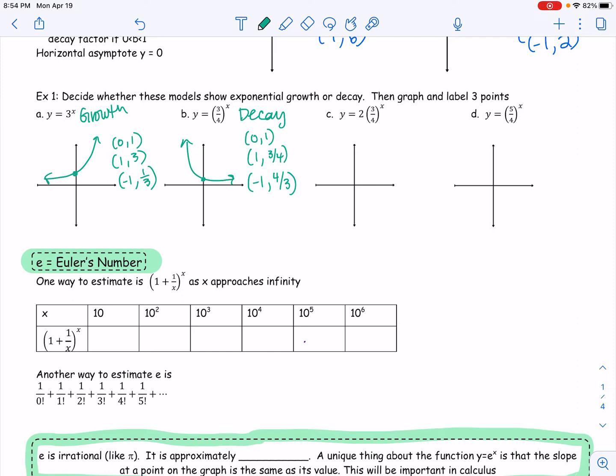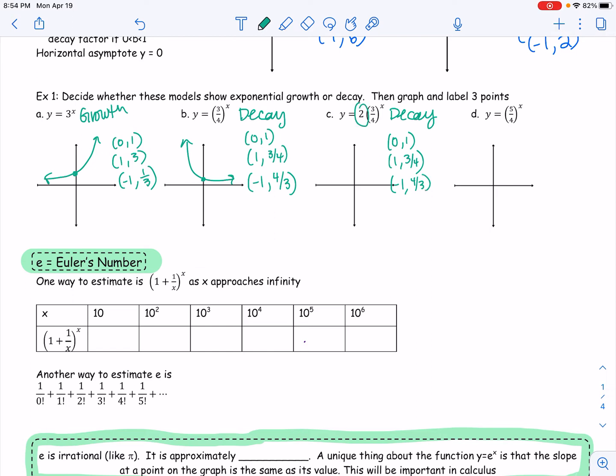The second one, remember, your base is what's being raised to the power. So the base is 3/4. So this is going to be a decay model. However, we do have an A value there of 2. So that's the initial amount, or you can think of that as your vertical stretch. So originally we would have the points 0, 1, 1 3/4, and negative 1 4/3.